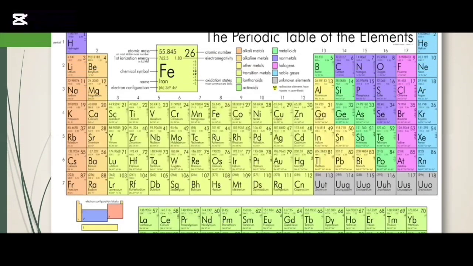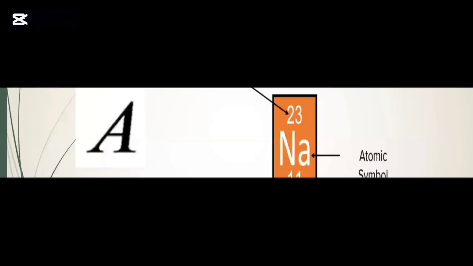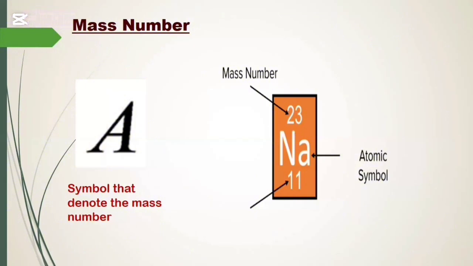When we consider the periodic table, you can see this is how sodium's atomic number is represented. Like that, each and every element in the periodic table has its own atomic number. Now let's move on to the mass number. What exactly does the mass number mean?